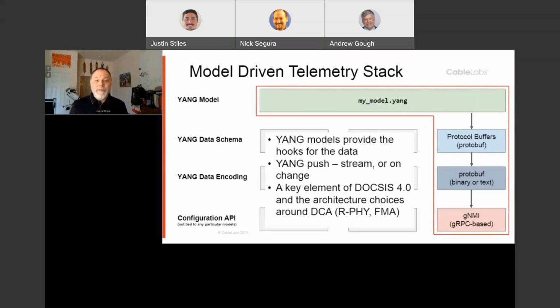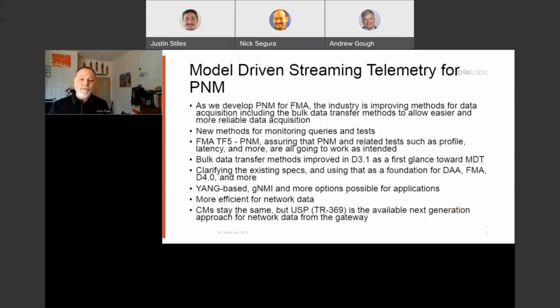Now, as we look forward into PNM, of course, PNM being proactive network maintenance, it's really network maintenance, and it's really network telemetry involved, because to be proactive, a lot of times we use the same tools to be reactive, but to be proactive, we really need to understand what's going on in the whole network.